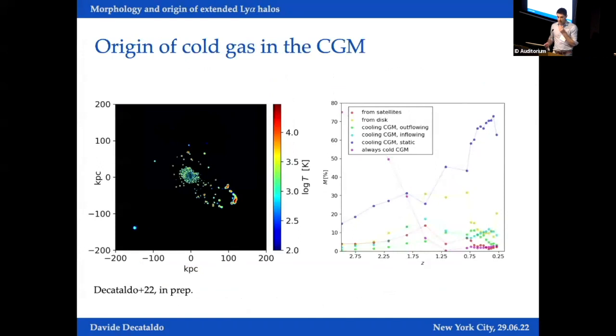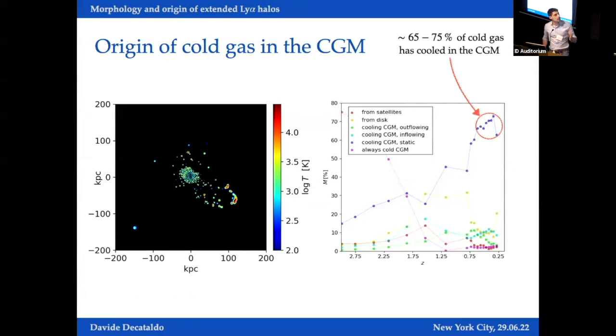And indeed, we decided to explore a bit more what is the origin of this cold gas found in the CGM. In the left plot, you can see how the cold gas below, in this case, 3 times 10^4 K, is found in many small clumps. By tracking back the SPH particles, we can see that most of the gas, like 65–75% of the cold gas in the CGM, doesn't come from any other location. It's just gas found in the CGM and cooling down.